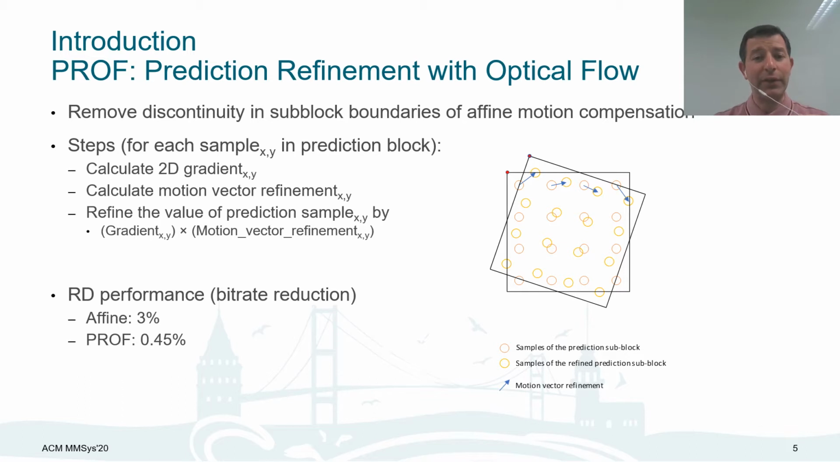It calculates the gradient of the content and then also calculates this motion vector refinement, these blue arrows, and then refines the predicted sub-block. So in total, affine and PROF together show about 3 or 3.5% gain.